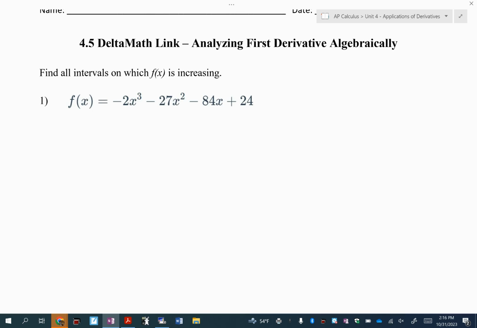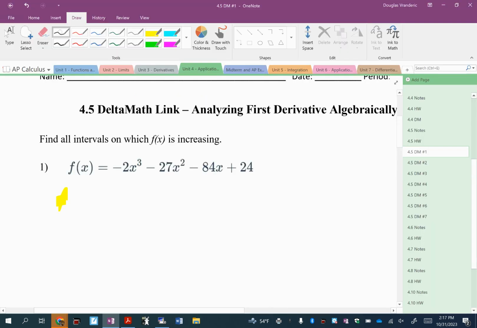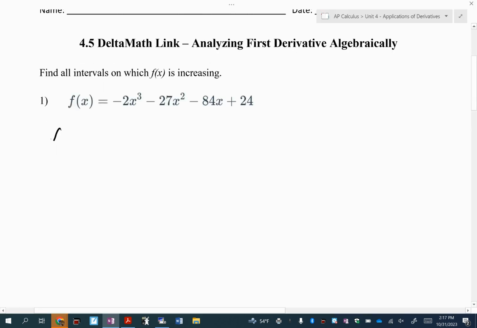So first thing I want to do is find critical points. We talked about this last week. Do you guys remember how to find critical points? Yes, I heard a yes. Take the derivative, and it's whatever makes this equal to 0.